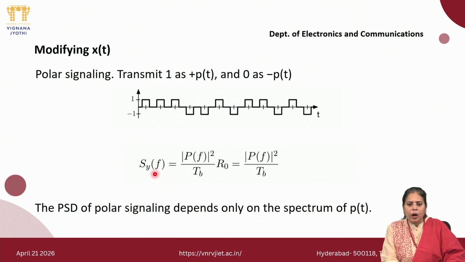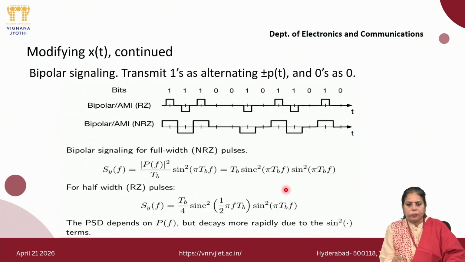Now you can see that the output power spectral density function will be computed using our earlier formula, and only the autocorrelation function R naught term is present, finally leading to the value magnitude squared of P(f) by TB. So for polar signaling, this is the complete output Sy(f). It means that the PSD of polar signaling depends only on the spectrum of p(t), because X(f) is anyhow becoming 1.